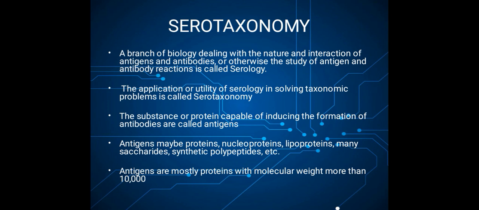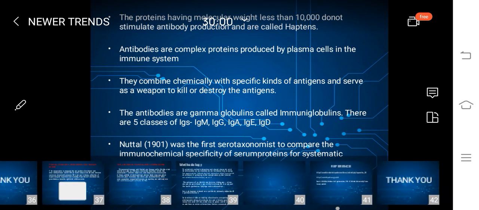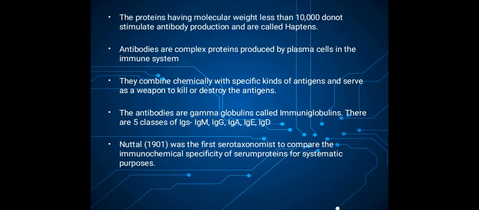The substance or protein capable of inducing the formation of antibodies is called an antigen. Antigens may be proteins, nucleoproteins, lipoproteins, many saccharides, synthetic polypeptides, etc. Antigens are mostly proteins with molecular weight more than 10,000. The proteins having molecular weight less than 10,000 do not stimulate antibody production and are called haptens.